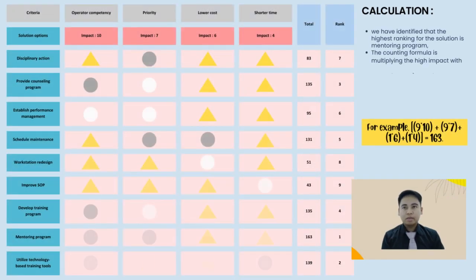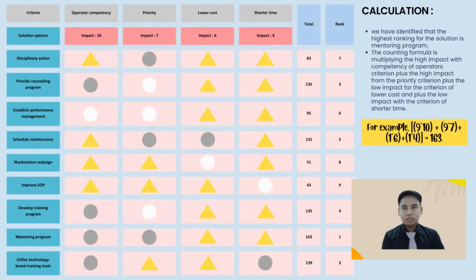I will explain the matrix diagram. Based on the matrix diagram shown in the figure, we have set the criteria used for evaluating the proposed solutions, which are operator competency, priority, lower cost, and shorter time. The first criterion is operator competency. This criterion takes the highest priority since the company's main problem is related to employees. Thus, it is given the biggest impact, which is 10.